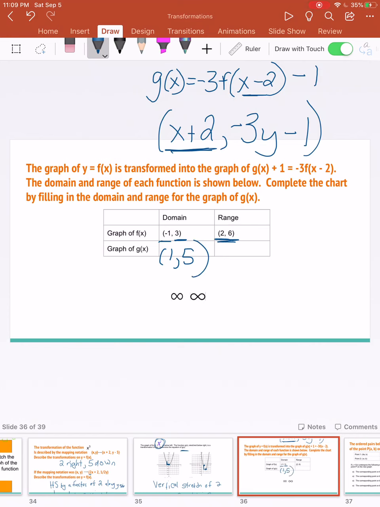Now my range, right, those are both y values. So I'll apply them both to the y part of my mapping coordinate. So 2 times negative 3 minus 1 gives me negative 7. 6 times negative 3 minus 1 gives me negative 19.